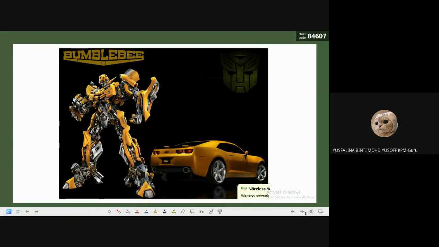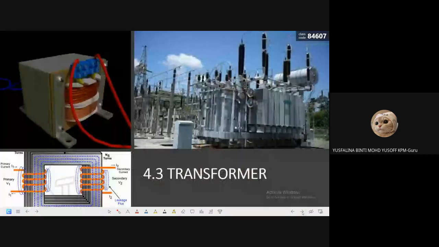Okay, so this is not actually the transformers. This is the one from the movie, Bumblebee, Optimus Prime, right? So this is actually the transformer.